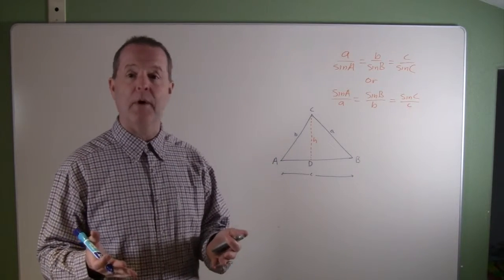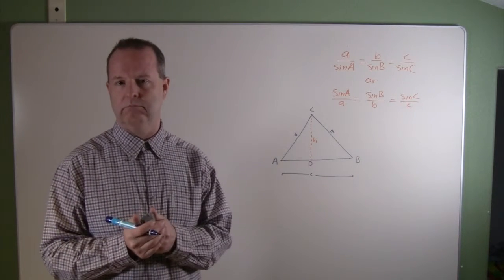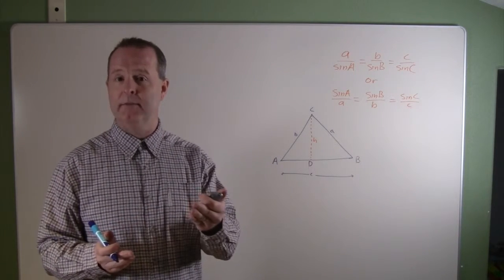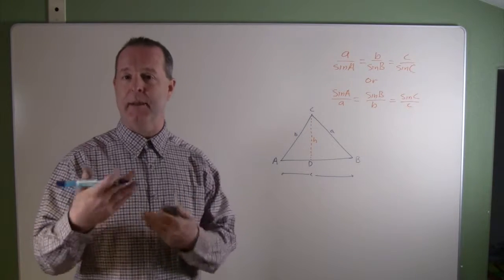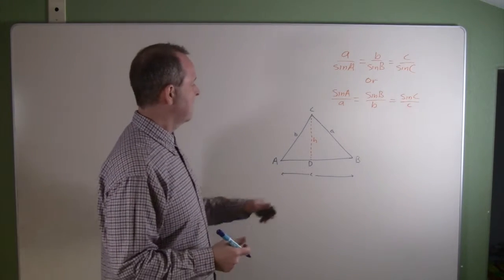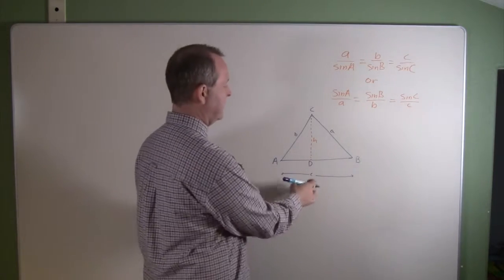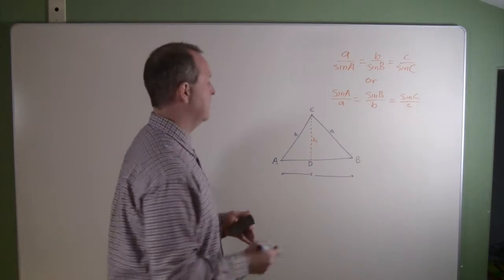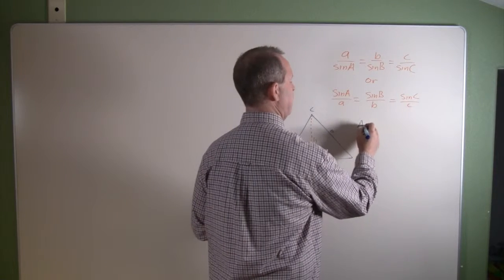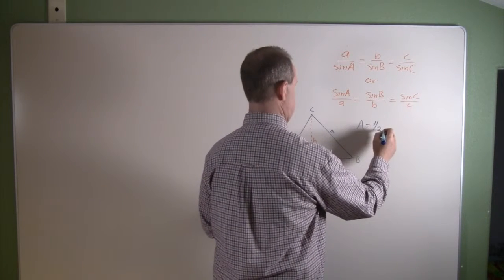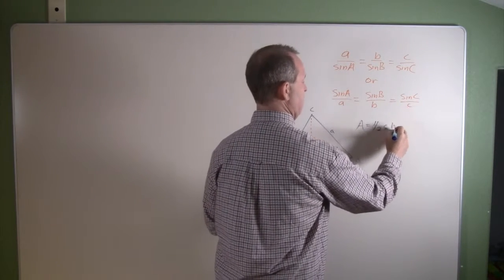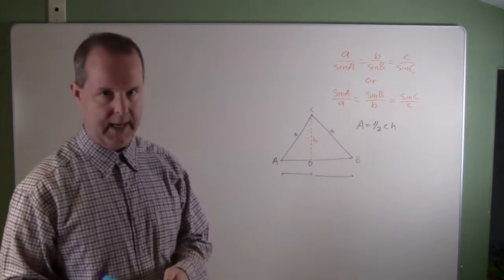And so there's a couple things we need to remember. One, we need to remember, what's the area of any triangle? It's 1/2 its base times its height. So in this particular case, it'd be 1/2 c times its height, which is my altitude. One half its base times its height.